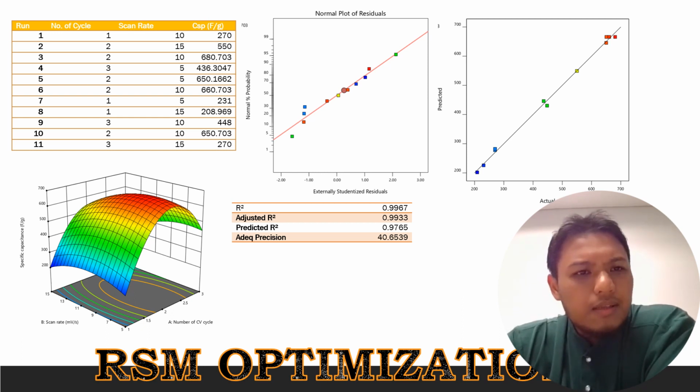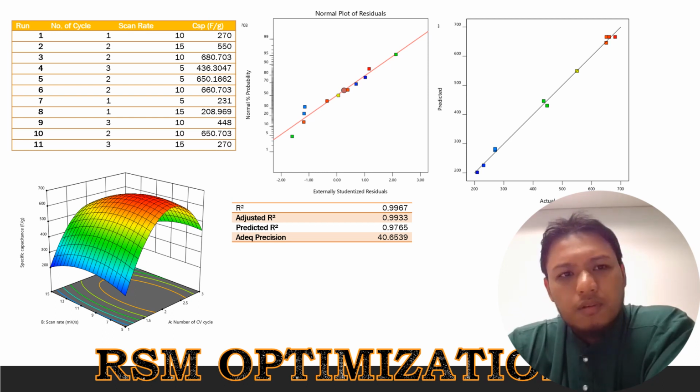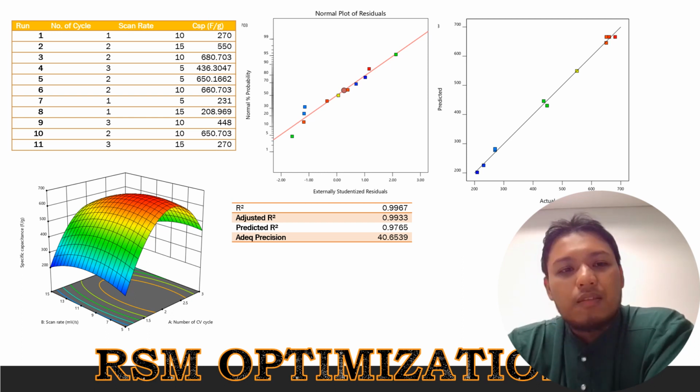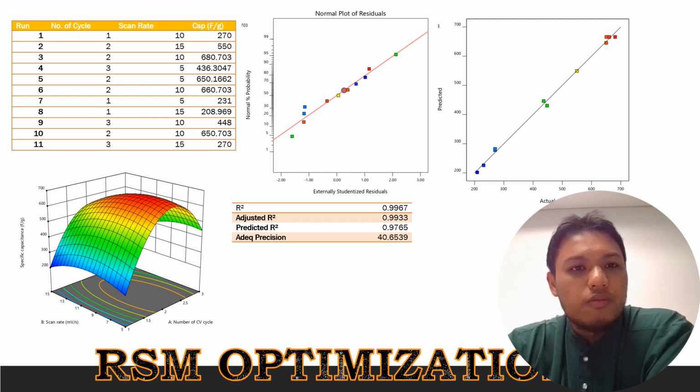So the technique used to make this composite is cyclic voltammetry, whereby I vary the number of cycles and also the scan rate to deposit the material on the current substrate, which is FTO. So 11 experiments are suggested by the software. We are going to do the experiments, and these are the results.